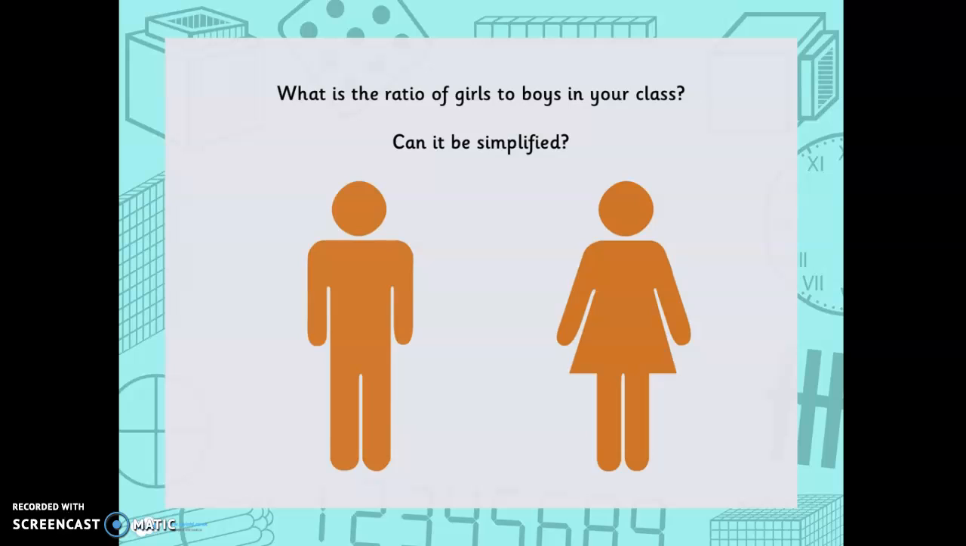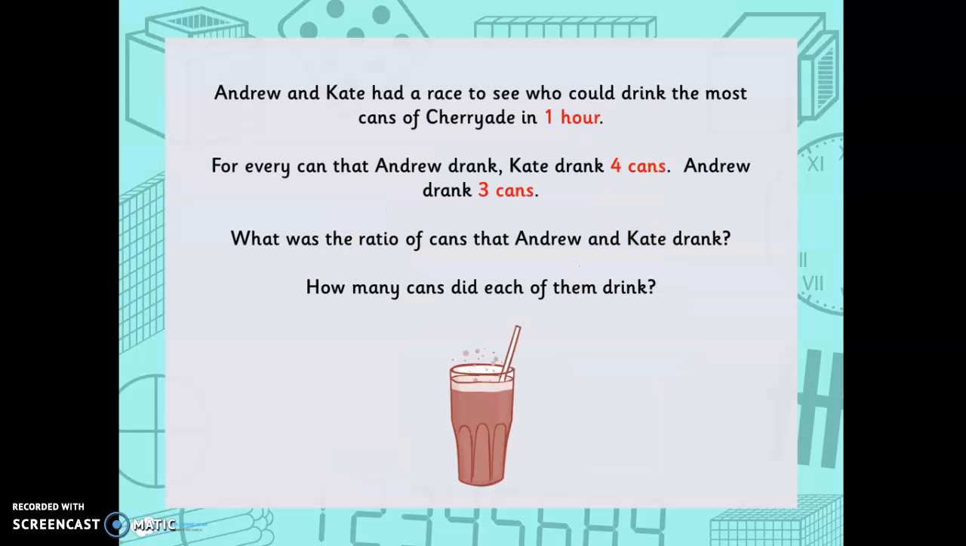Absolutely right. You cannot simplify it because 16 and 15 do not have a highest common factor, so 15 and 16 would be the final answer. So that would be the ratio, 15 boys to 16 girls. Or if you're talking about girls to boys, it would be 16 girls to 15 boys.